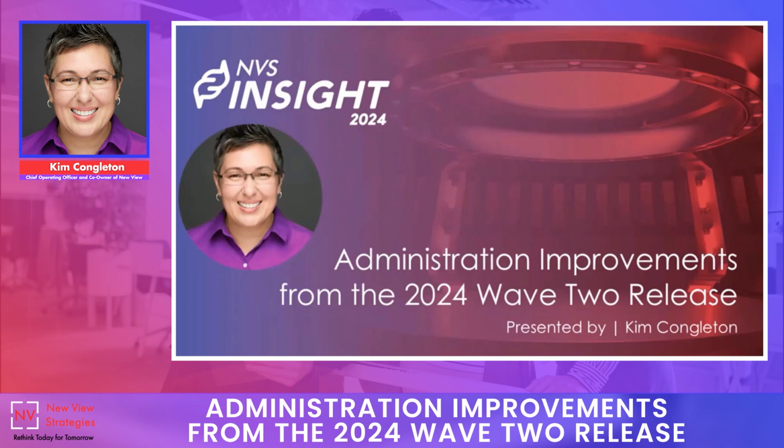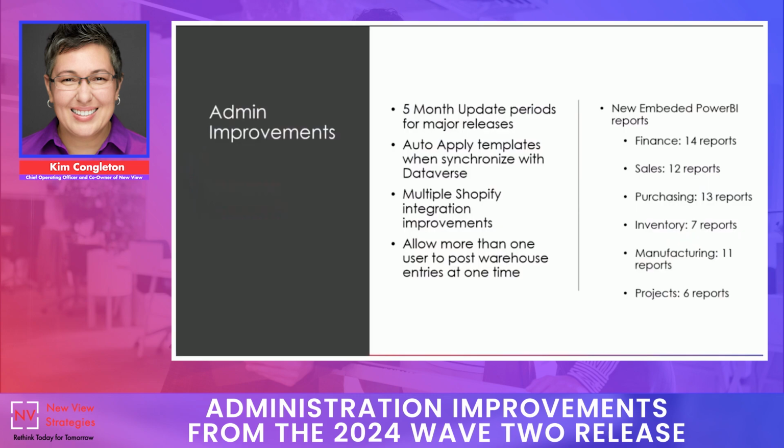First of all, I went through the release notes, picked out some of the improvements that have been added in this Wave 2. And then we'll kind of also talk about just some things that maybe were added in past waves that you may want to make sure that you're taking advantage of. In this wave, there's a couple things I wanted to talk about. So one, the 5-month update periods for major releases. That's kind of a nice one to extend that period a little bit longer.